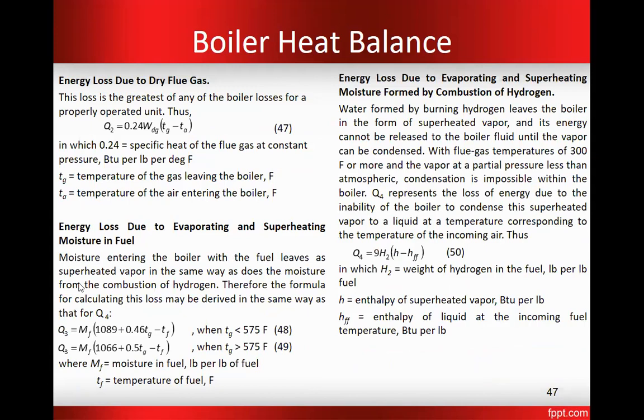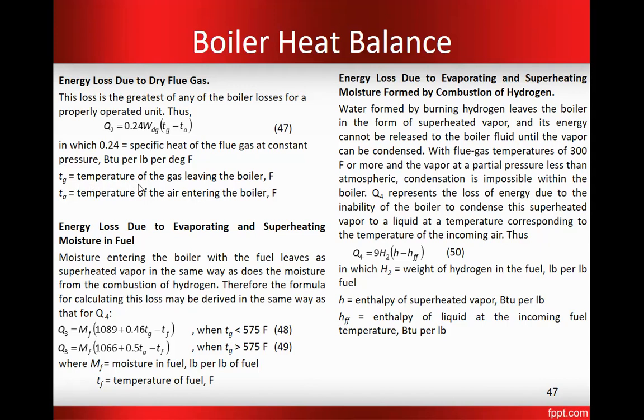Next is Q2, the energy loss due to dry flue gases. This loss is the greatest of any of the boiler losses for a properly operated unit. Thus, Q2 is equal to 0.24 times the weight of dry gas times (T_G - T_A), in which 0.24 is the specific heat of the flue gas at constant pressure in BTU per pound per degree. Sa heat balance, ginamit natin is 0.24. Actually, yung flue gas mo is variable, depende sa temperature ang value ng specific heat. So ginamit dito is 0.24.